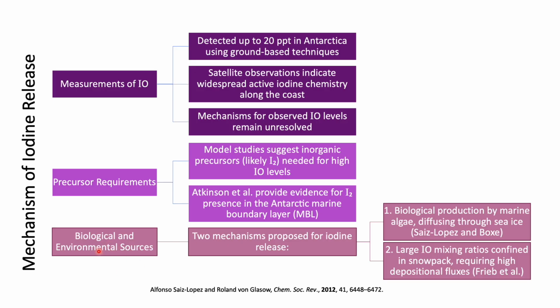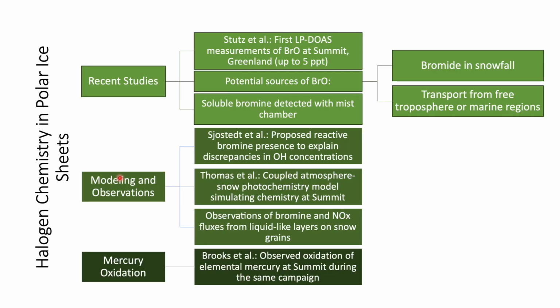And what are the biological and environmental sources? Two mechanisms have been proposed for the release of IO. One is biological production by marine algae diffusing through sea ice. The second is large IO mixing ratios confined in snowpacks, requiring high depositional fluxes. So for halogen chemistry, especially in the polar ice sheets, we have only looked at the region as a whole so far.